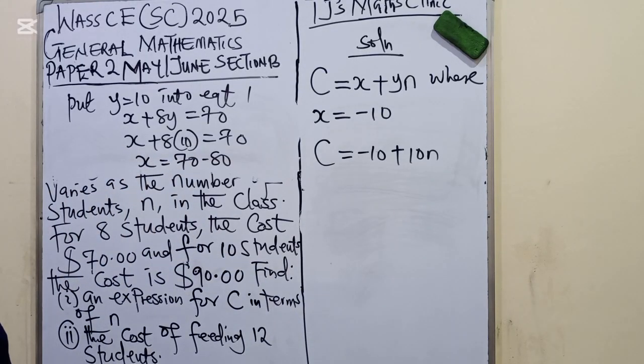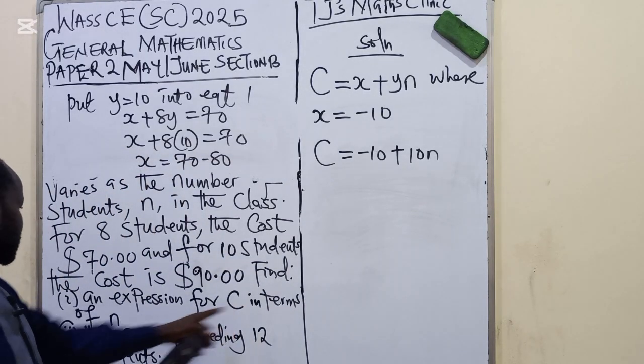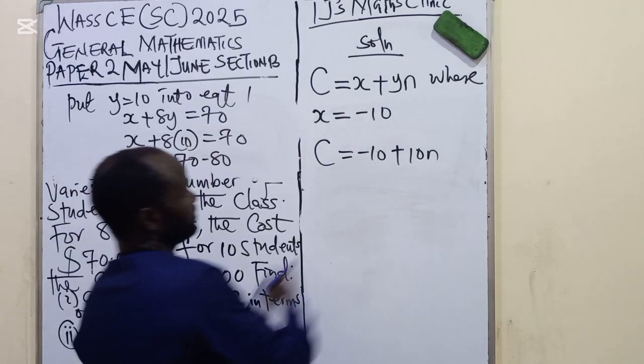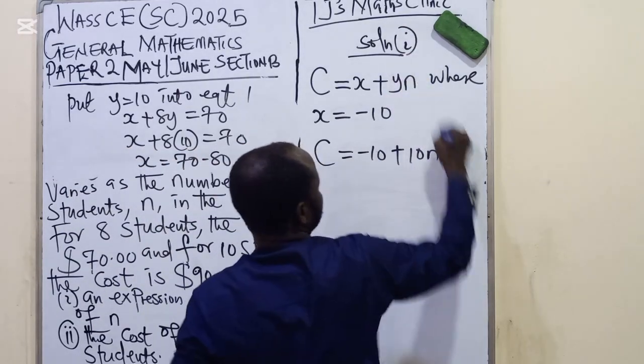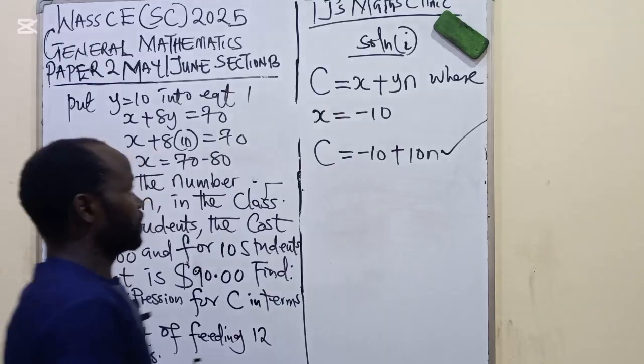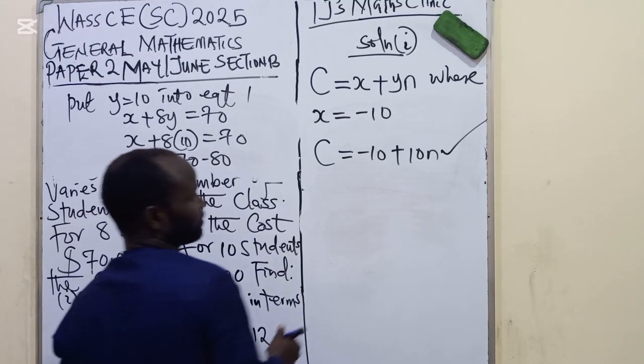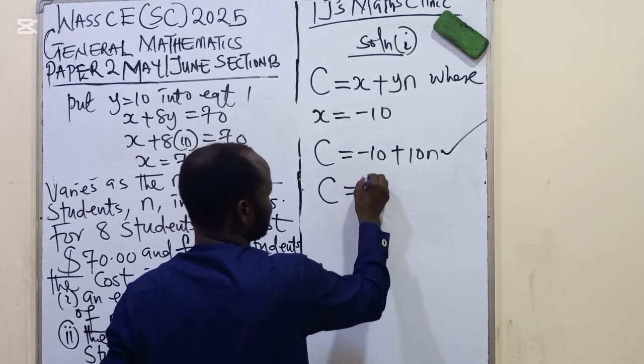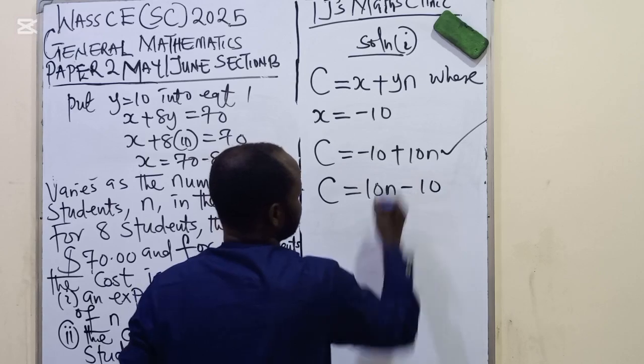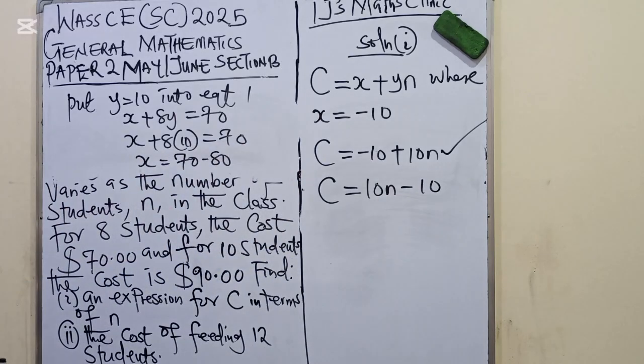Then the question asks for an expression for C in terms of n. So this will be the solution to Roman numeral 1. This will be the expression: C equals minus 10 plus 10n, and we can say C equals 10n minus 10. This will be the expression.